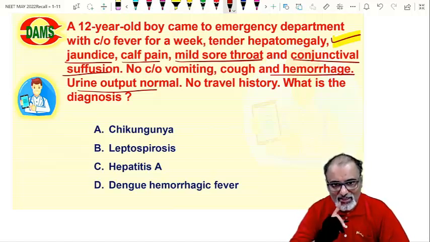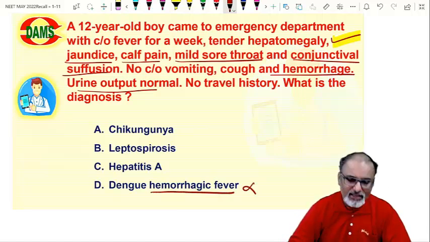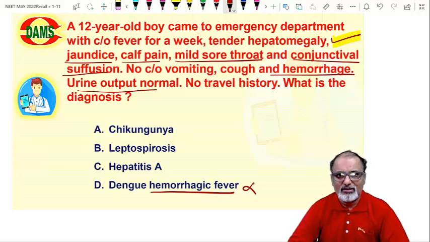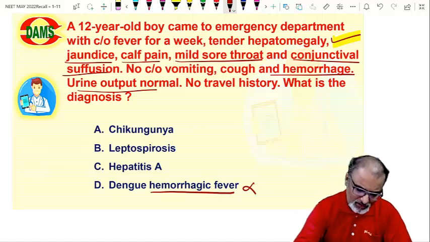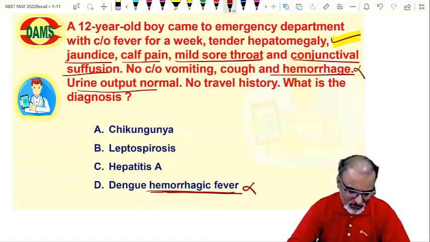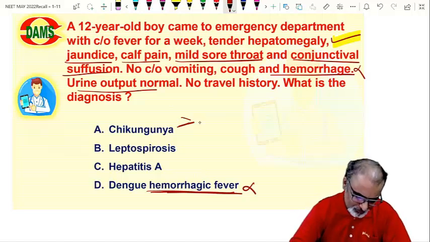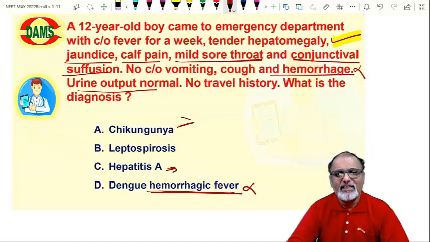Okay, so here we will rule out first. Dengue hemorrhagic fever we can't say because it causes body pain, fever, sore throat also there, but no hemorrhage. So you can't say it's dengue hemorrhagic fever. Chikungunya usually won't give hepatomegaly, but severe pain; you won't get jaundice, but severe body pain will be there, and history of travel and mosquito bite will be there. Hepatitis A, GI disturbance will be there and there won't be any conjunctival suffusion. Usually jaundice will be there, hepatomegaly will be there.